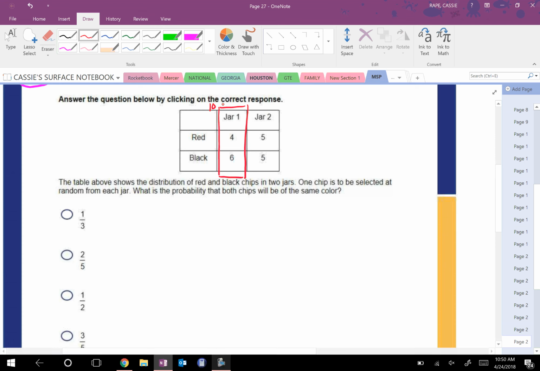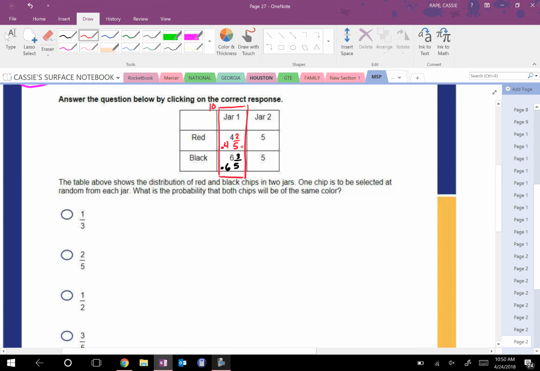Now the probability then that you would pull a red out of jar 1 is 0.4, and the probability that you would pull a black is 0.6. Now, normally I use the decimals in probability, but I am noticing that they use the fractions. So I'm just going to make these into fractions. Remember that 0.6 is 6/10, and 6/10 is the same as 3/5. And 0.4 is the same as 2/5.